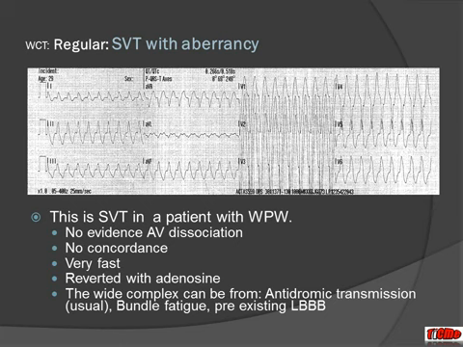The wide complexes, just to summarise, can be because of the antidromic transmission, which is the usual in Wolff-Parkinson-White. But again, like we saw in the neonate, it can be because you get left bundle fatigue in an SVT, or it could be that this patient had a pre-existing left bundle branch block and went into an AVNRT, for example. Again, the resting ECG proved that this patient had Wolff-Parkinson-White, and EP studies proved that this is an antidromic AVRT.